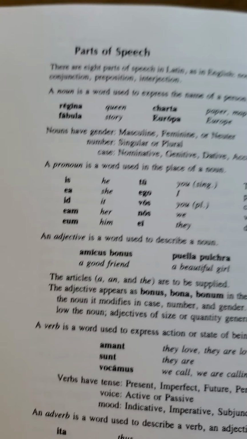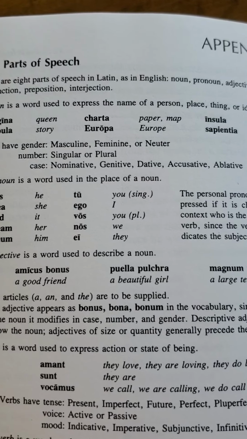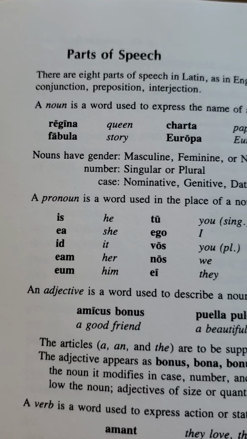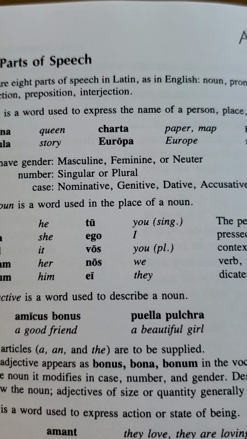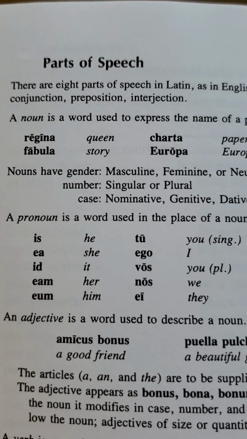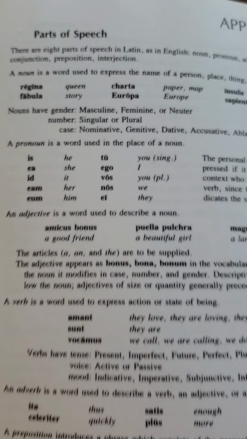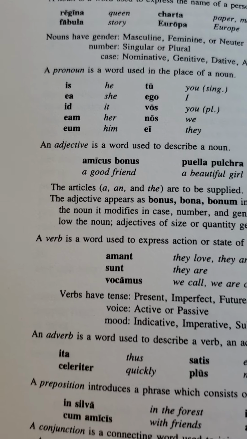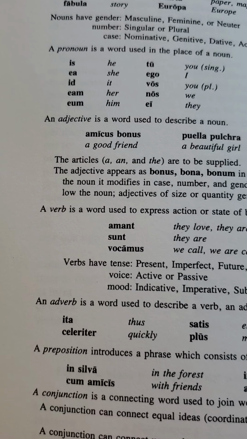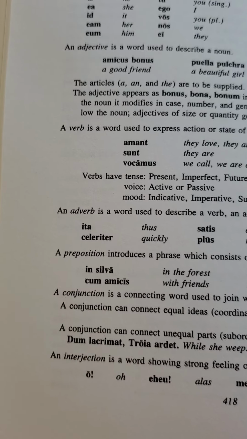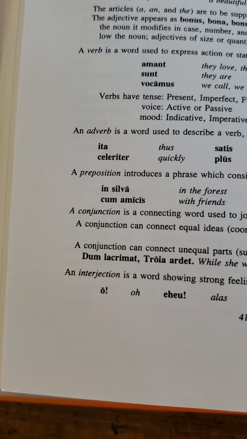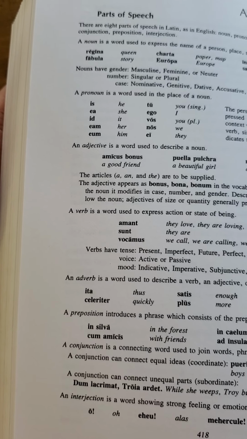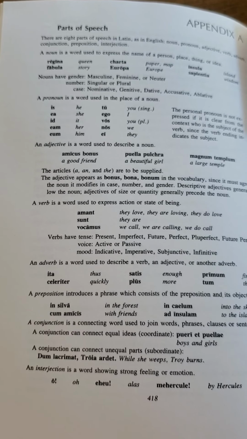A noun. So we're learning about nouns, the first declension. A noun is a person, place, or thing, etc. And in Latin, nouns have gender, masculine, feminine, or neuter. And we're going to learn a little bit about that along the way. Nouns have case: nominative, genitive, dative, accusative, ablative. So this page 418 is a nice overview. Okay, a pronoun, we have adjective, articles, a, an, and the. Those don't appear in Latin, as you know. A verb, an adverb, preposition, a conjunction, and then an interjection. So if you need polishing up on your parts of speech, this is a very good page, 418, Appendix A.